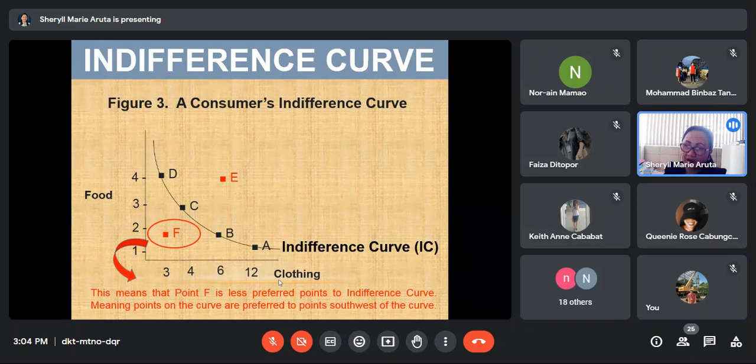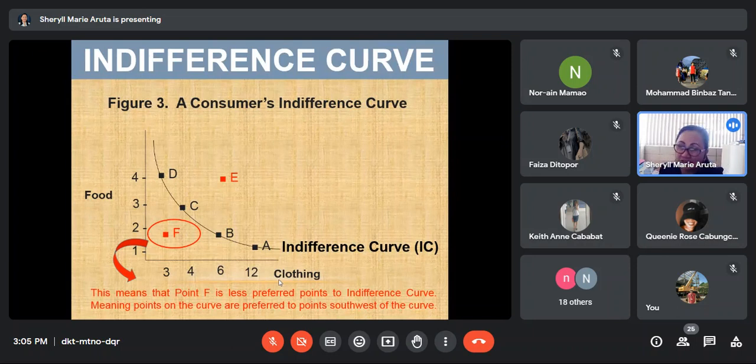On the second part, those points lying inside the indifference curve are less preferred, no? Because they give a lesser satisfaction. You have the capacity to buy, but you are not using your capacity to the fullest.